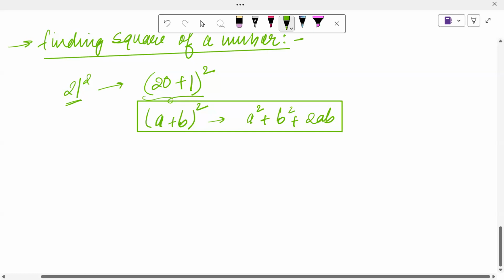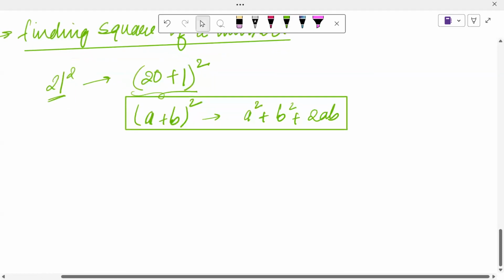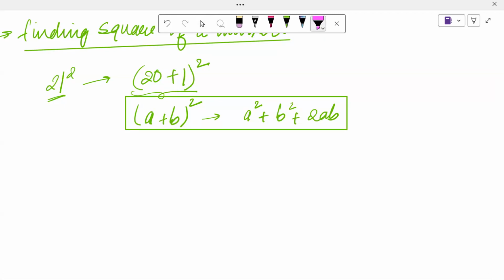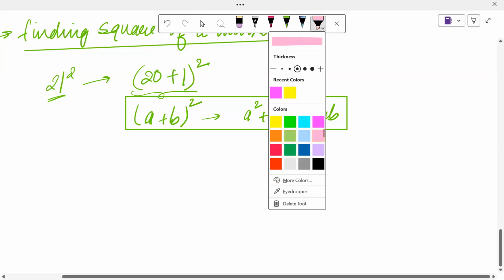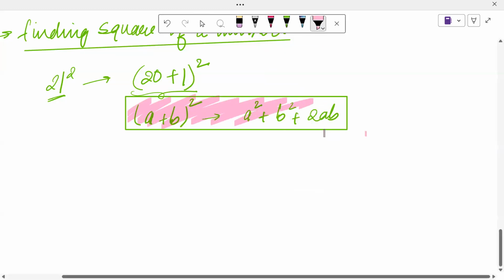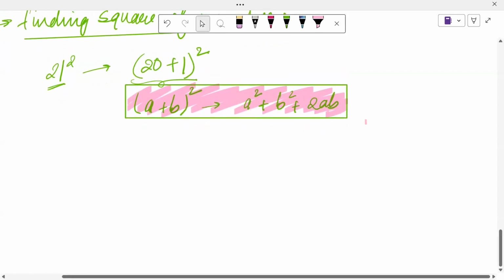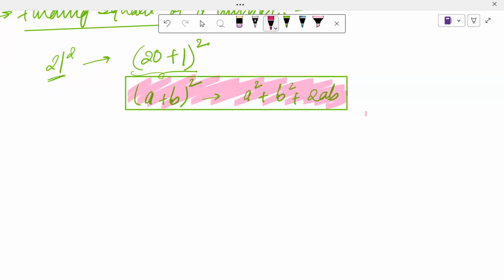See, if you have two numbers, A and B, and you have to take the whole square of both of them, so if you have (A+B)², you're going to solve it as A² + B² + 2AB. Please learn this property. In the next class, I'm going to ask you this. Okay, both of you. So you have a² + b² + 2ab. Now I've written (20+1)². This is also actually (a+b)² only.